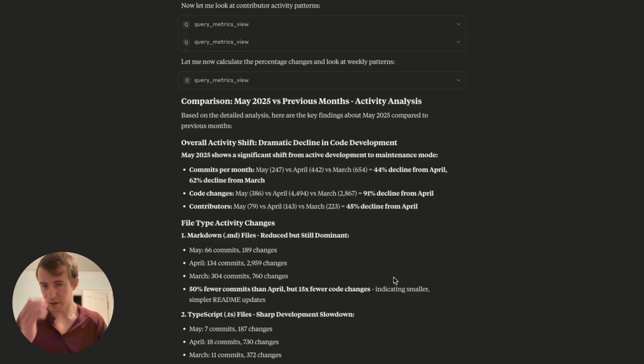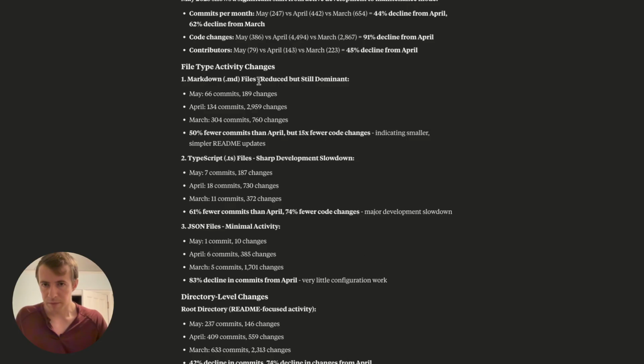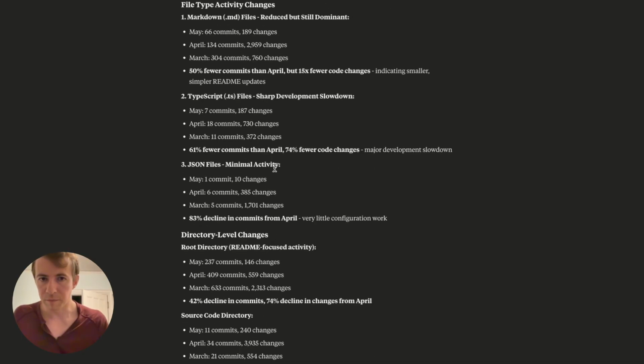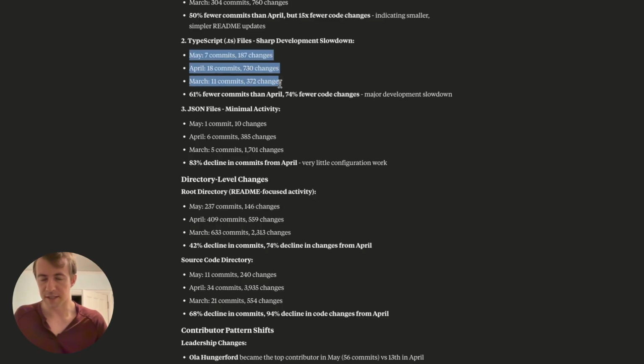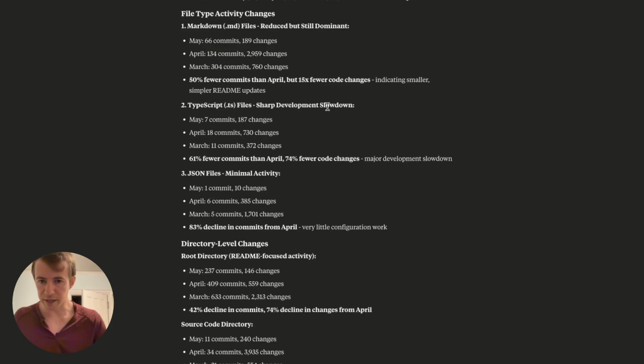So here it's giving us a very detailed comparison of what happened in May versus in previous months. Looks like there are changes in file types, there's more documentation, markdown work that's happening in May. TypeScript, so in this repo, this is the actual example servers. It looks like they're working less on the example servers, but they're doing more work on documentation right now.